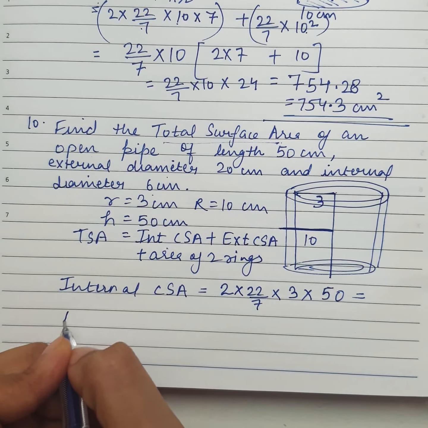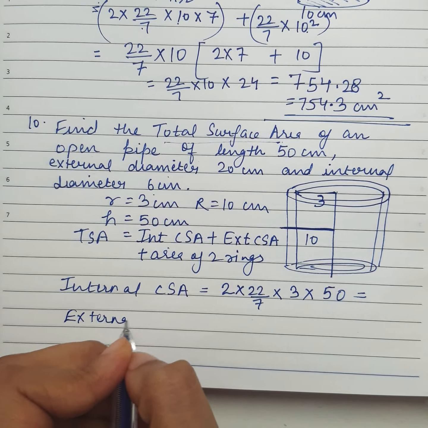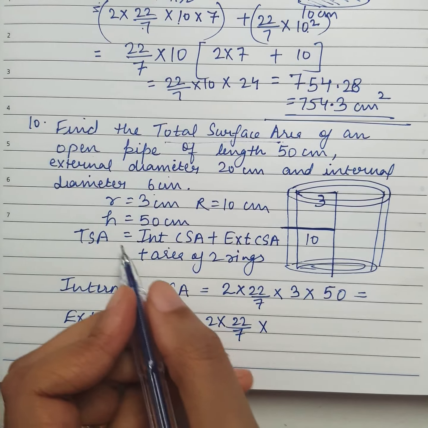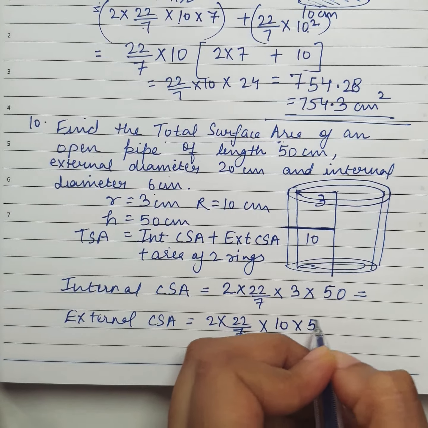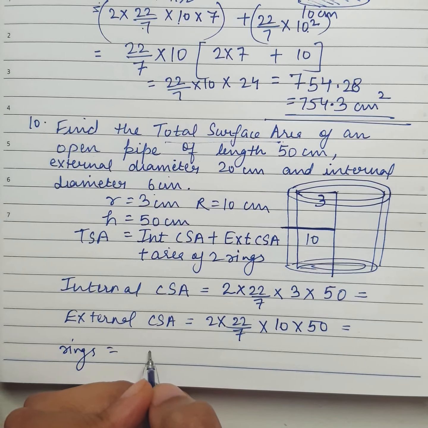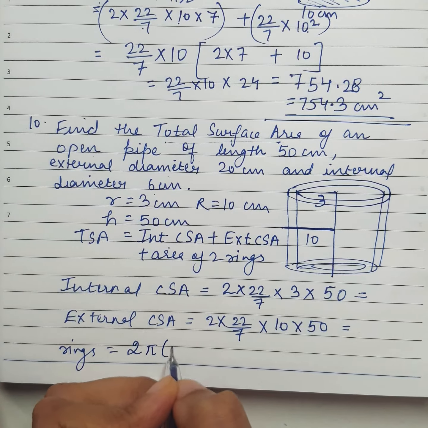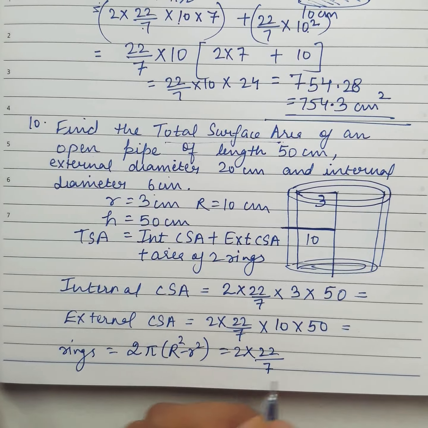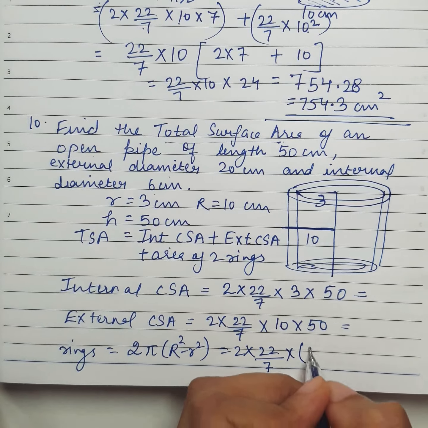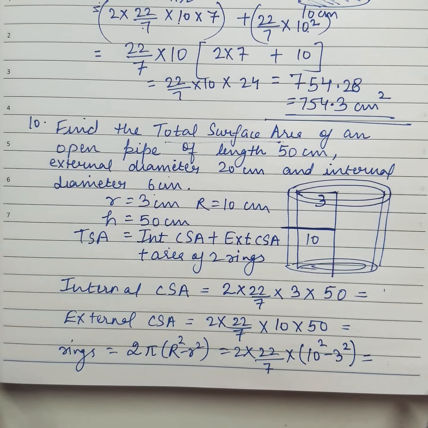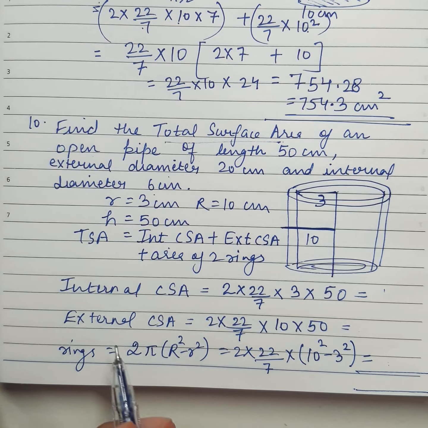Solving, we will do it all together. Then external CSA, 2 into pi into capital R, 10 into h. Now the area of 2 rings. So ring area is 2 times, because 2 rings, pi R square minus r square. So 2 into 22 upon 7 into capital R 10 square minus 3 square. So we will find all three, add them up, we will get our final answer. So one by one, let's do it.